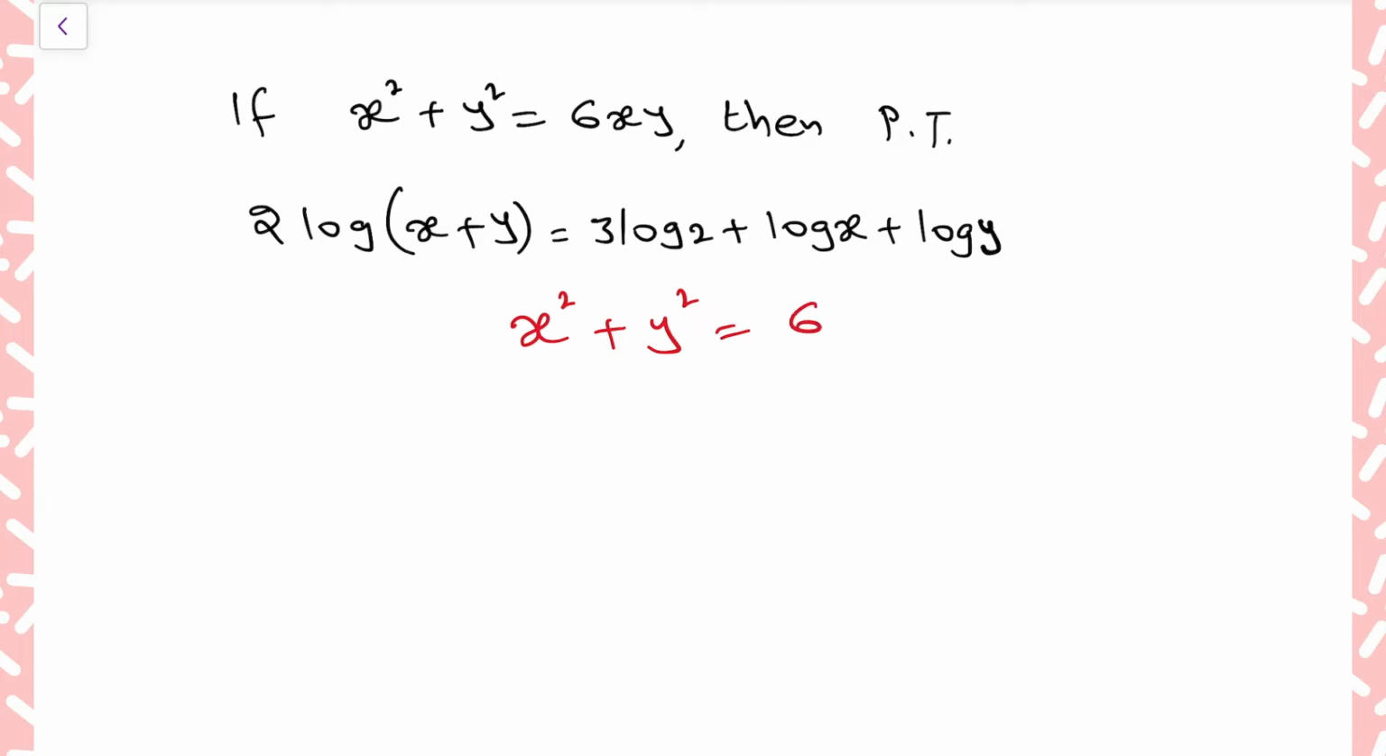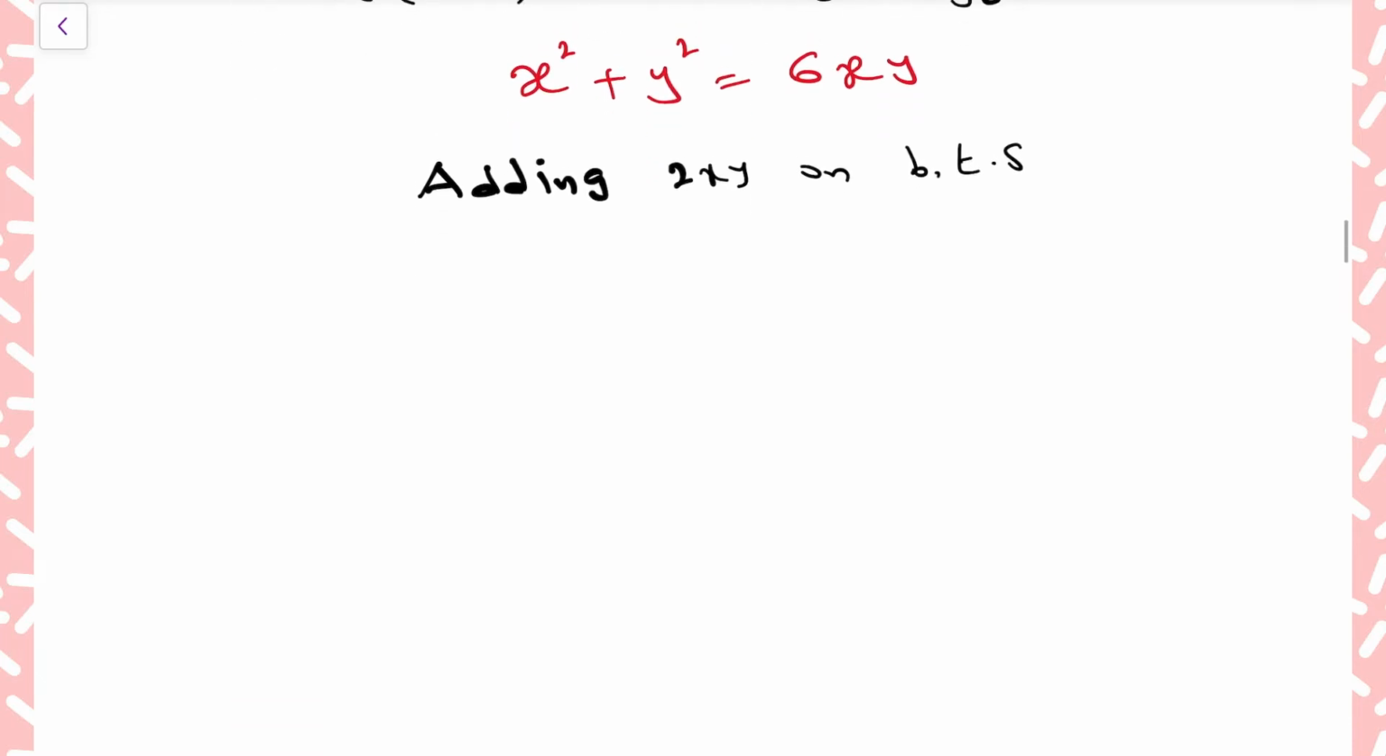x square plus y square equals to 6xy. Adding 2xy on both the sides. So what it will become? x square plus y square plus 2xy equals to 6xy plus 2xy.